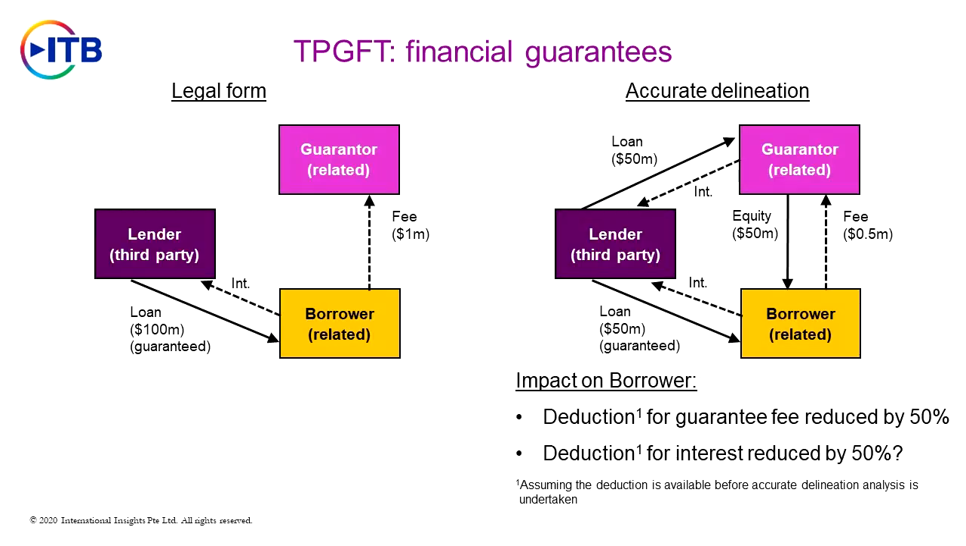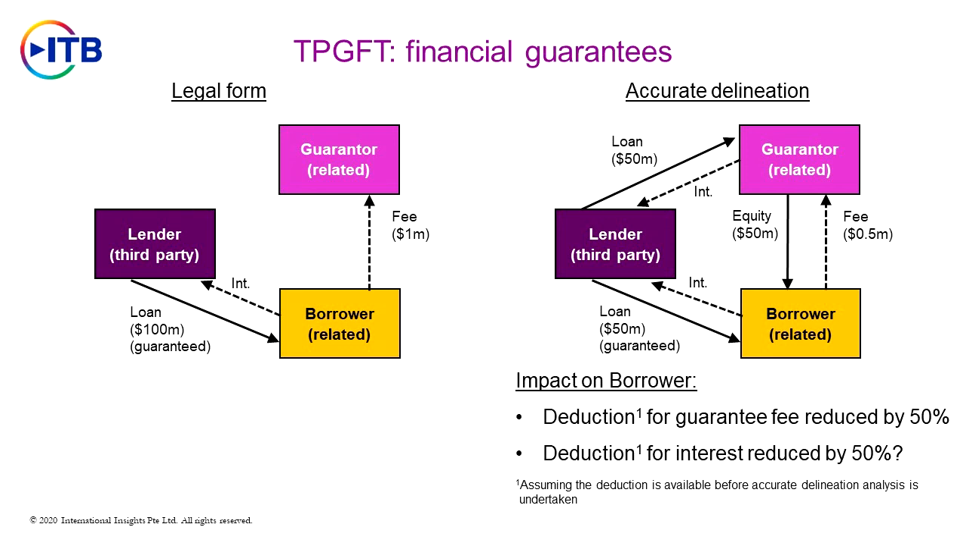For example, on the left side, you'll see the transactions in accordance with their legal form. A third-party lender lends $100 million to the borrower. That loan is guaranteed by the related party guarantor, and the borrower pays a guarantee fee of $1 million to the guarantor, being 1% of the amount of the loan.